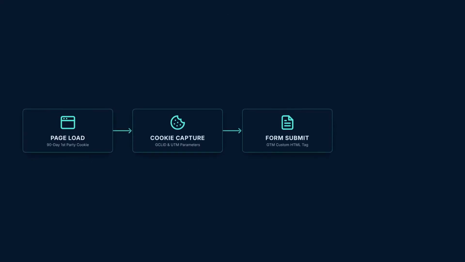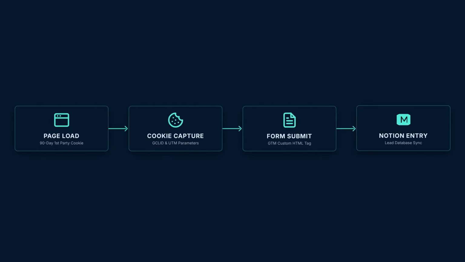Step 2. Hidden field capture on website contact forms. Use the same GTM hidden field pattern as any lead gen funnel. Capture GCLID and UTM parameters into a 90-day first-party cookie on page load, then populate hidden fields in your form via GTM custom HTML tag.